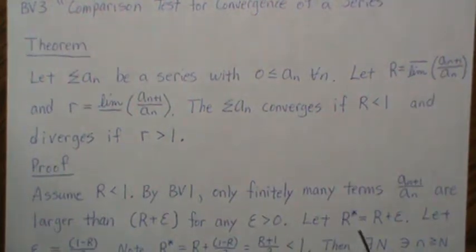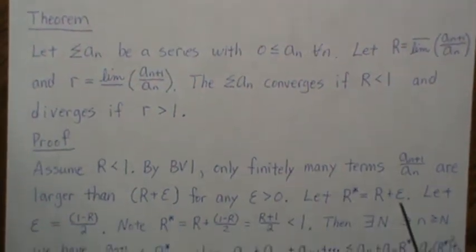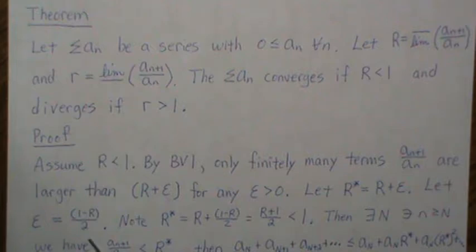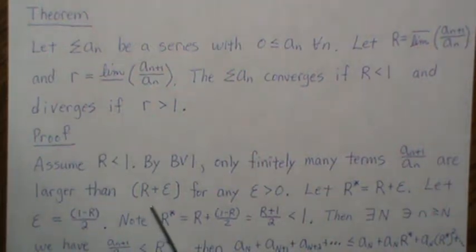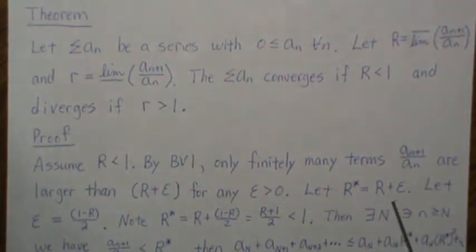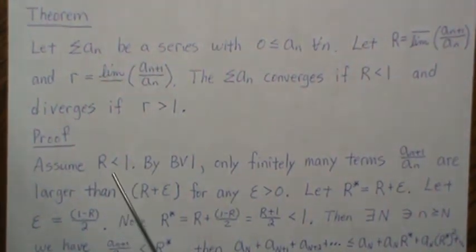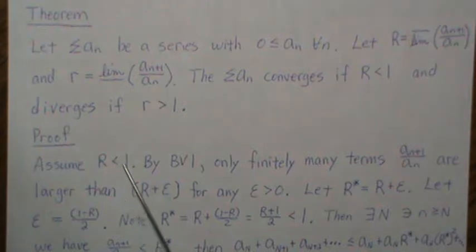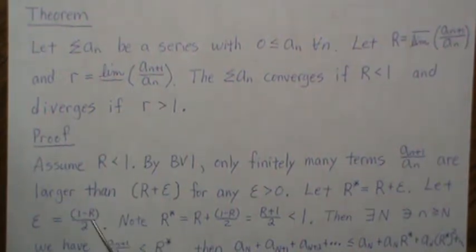So if we let R star be R plus epsilon, then really we want R star, so R plus epsilon, to be less than 1, right? R is less than 1. So what we're going to do is pick an epsilon that's halfway, the distance halfway between R and 1. And that's what this is. And then that ensures that R star, which is this, plug in what we just calculated, is less than 1.